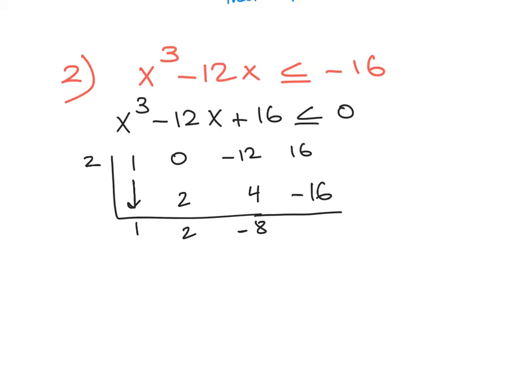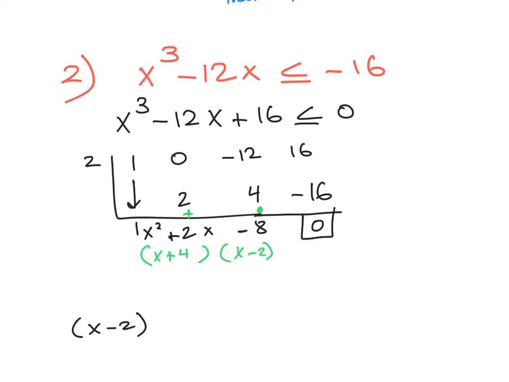And 2 works, it is a root. So one of my factors is x minus 2. Now this is a quadratic equation now. Let's try to factor it. This is an easy one, so what multiplies to give me -8 and add to give me 2? The two factors are 4 and -2.